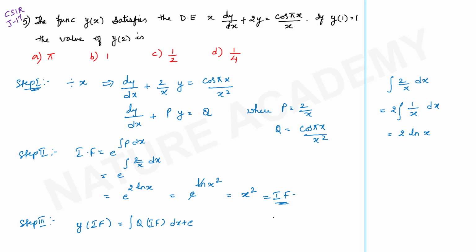Do we have this in the options? Yes, we have. It is option D. It is the right answer. Now moving on to the latest question from the previous year. It is a 2019 question.